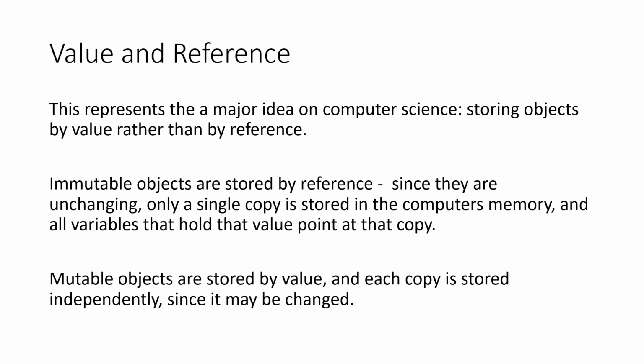And this represents a major idea in computer science, and that's that we sometimes store objects by value rather than by reference. Immutable objects are stored by reference. Since they are unchanging, only a single copy is ever stored in the computer's memory, and all variables that hold that value point at that copy.